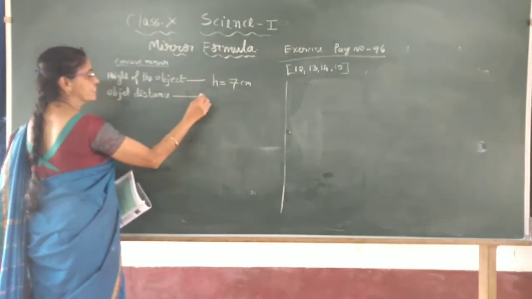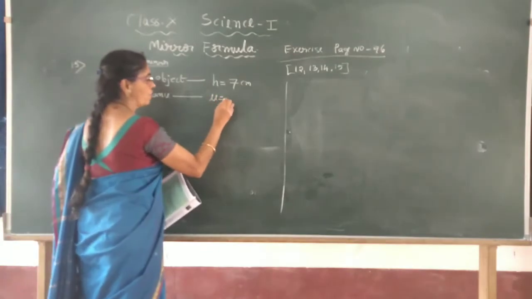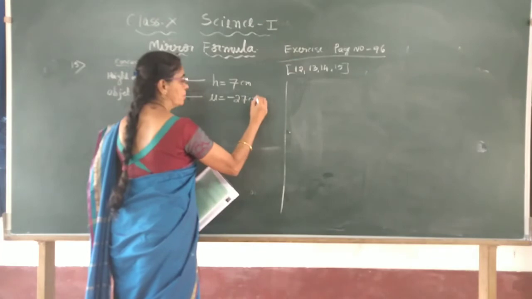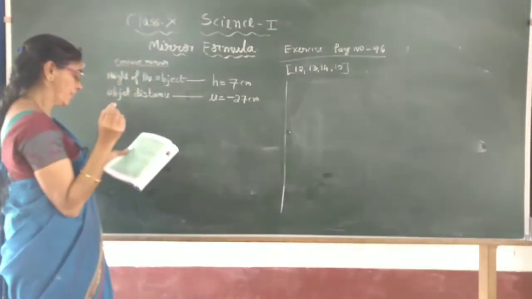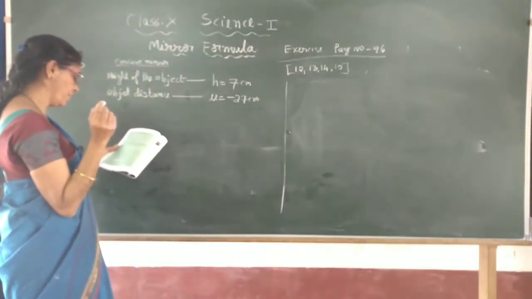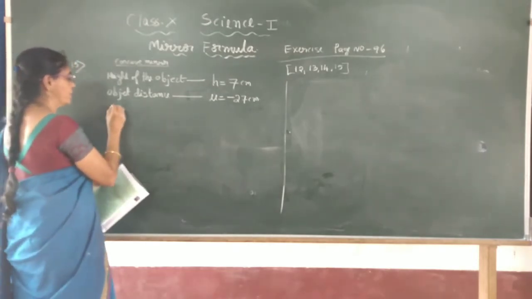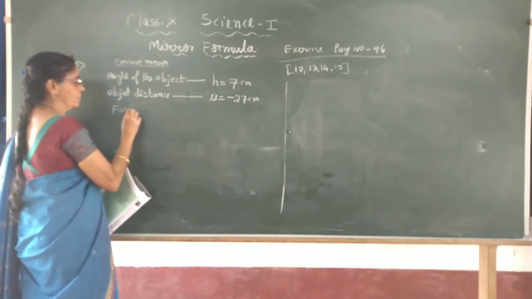Symbol for object distance is U, and it is always negative. It is minus 27 centimeter. Then what are the other values they have given? The concave mirror has a focal length of 18 centimeter. So focal length is given.